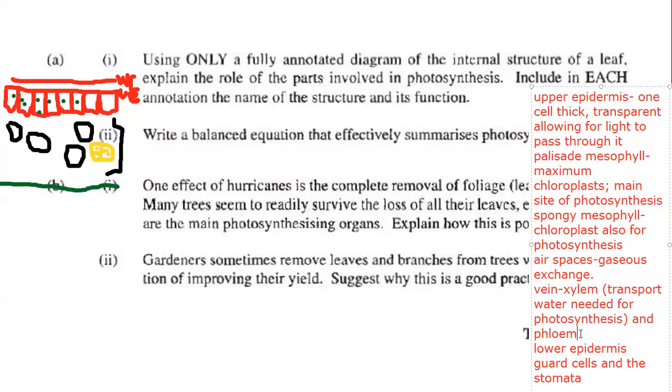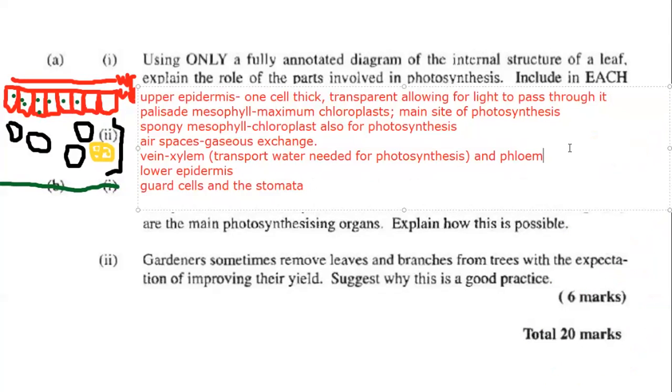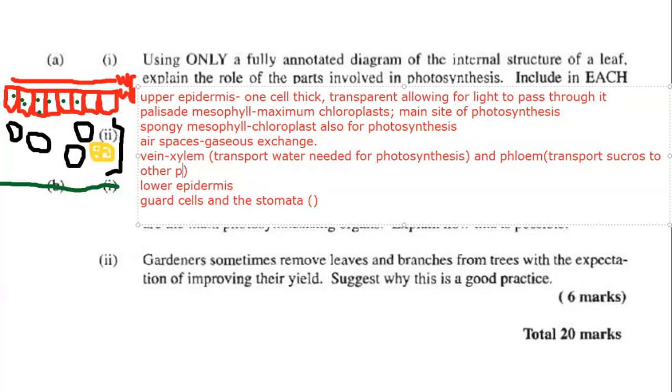And phloem, which transports food substances to the rest of the plant. All right. What form is the glucose converted to in the phloem to be transported? Starch. No, starch is too... Sucrose. Very good. Transport sucrose to other parts of the plant.